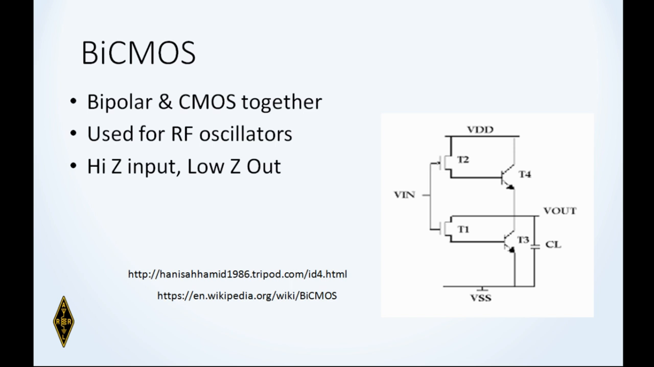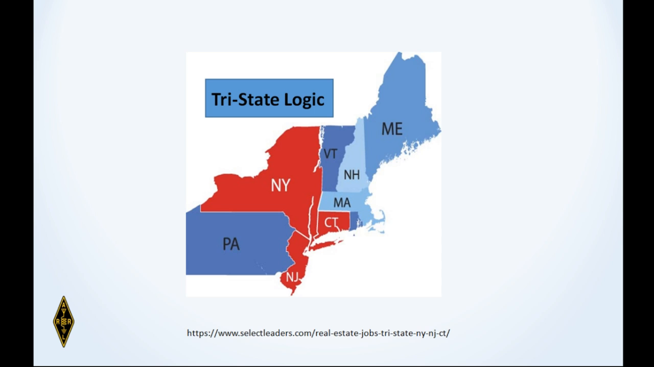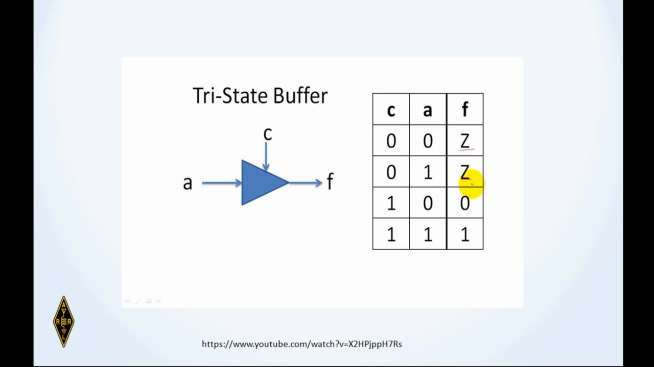And then there's something called tri-state logic. We're not talking about New York, Connecticut, or New Jersey, however. Tri-state, and here's a tri-state buffer. This buffer amplifier doesn't change the logic state, but it provides maybe some additional amplification or separation between circuits. But in this case, and you look at the truth table, if A is a 1, then F will be 1 only so long as C is a 1.